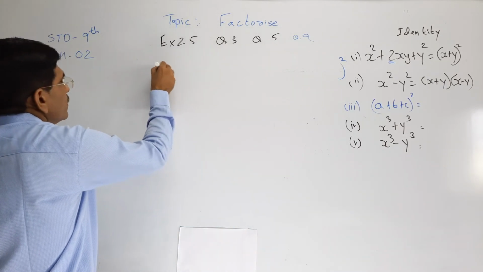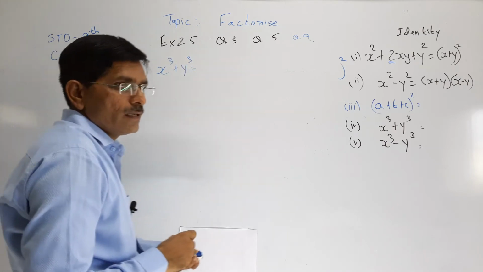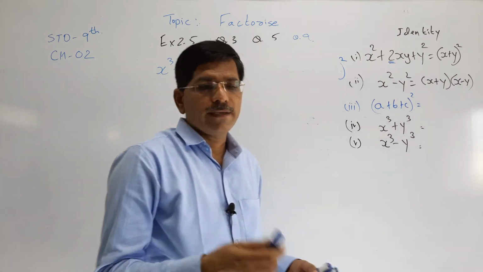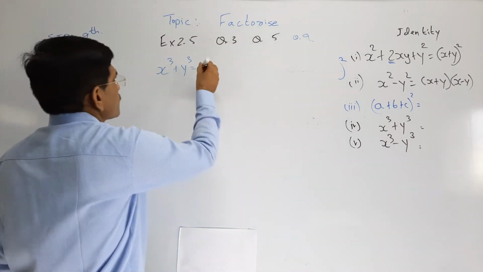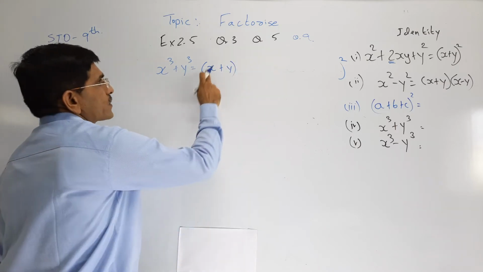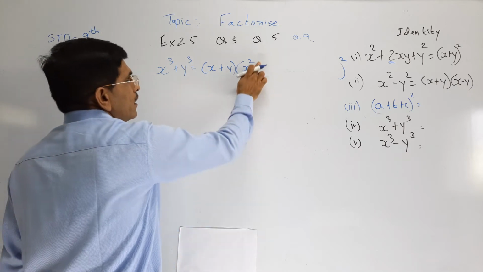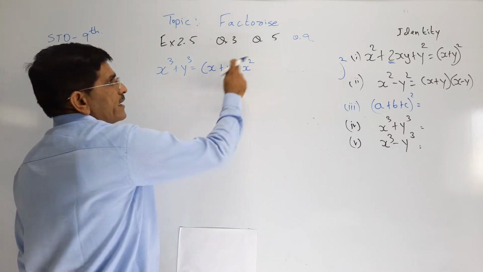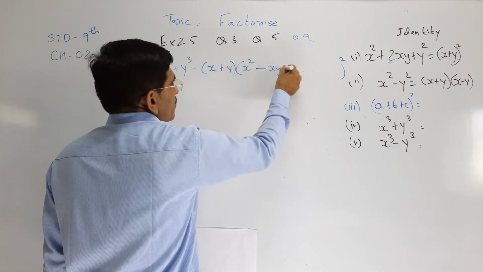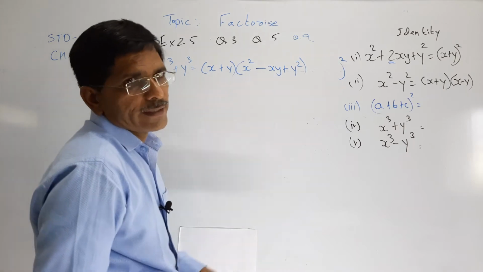If x cube plus y cube is there in the form of a question, then how do we get the answer? The related identity is x plus y, then x square I have to write again, it is a formula. Now plus is there, so I have to write minus, x into y multiplied, plus last term square. That is the identity.